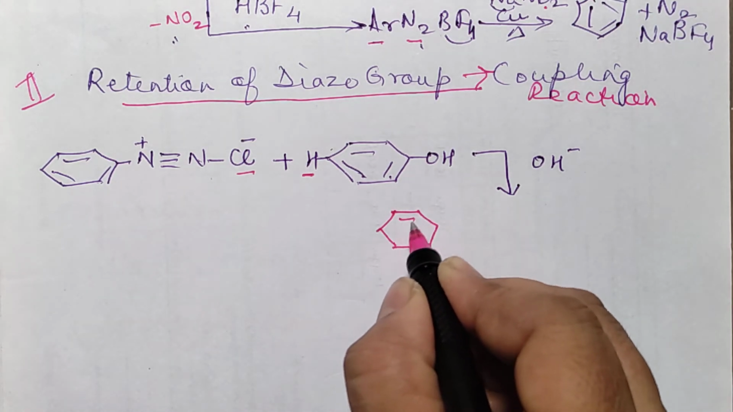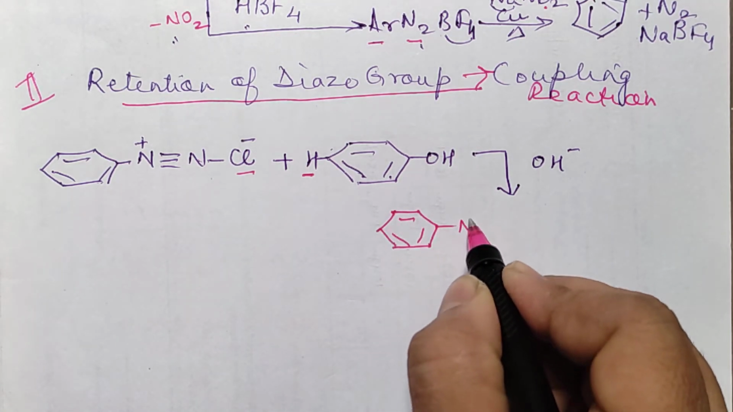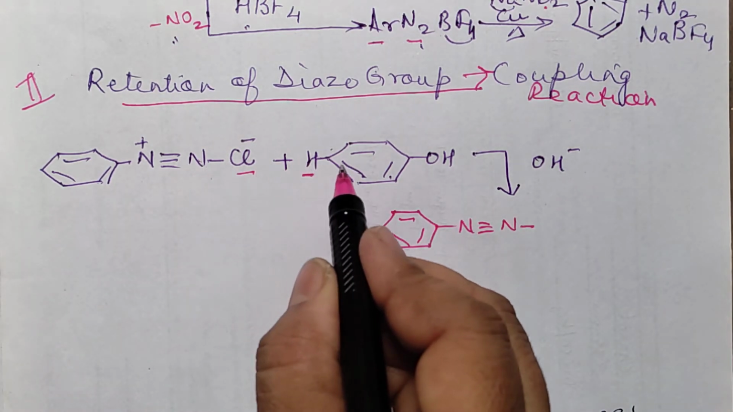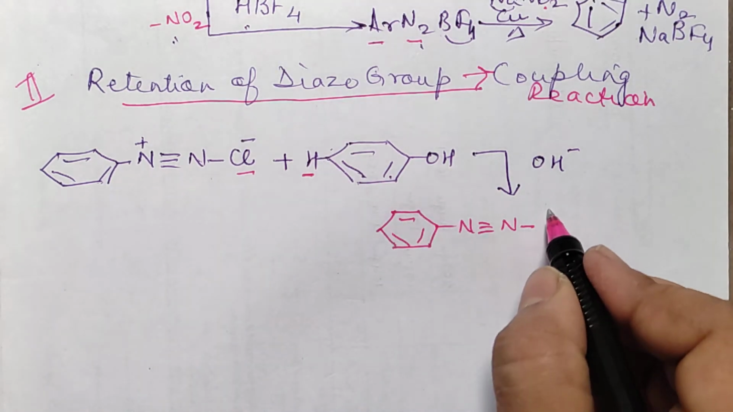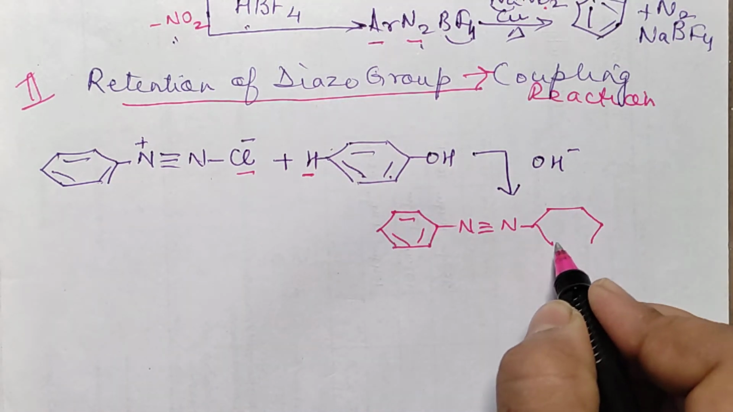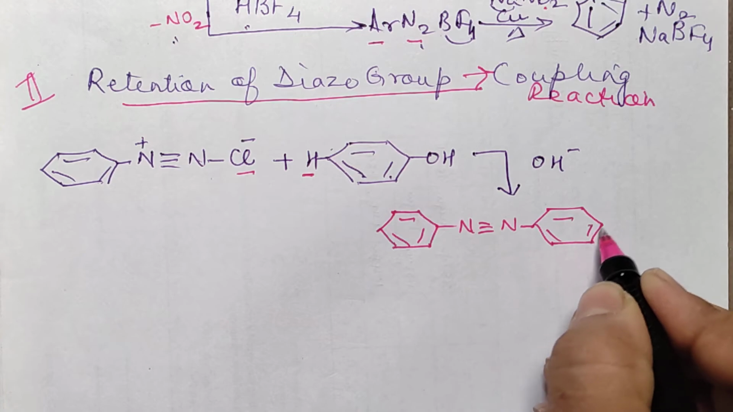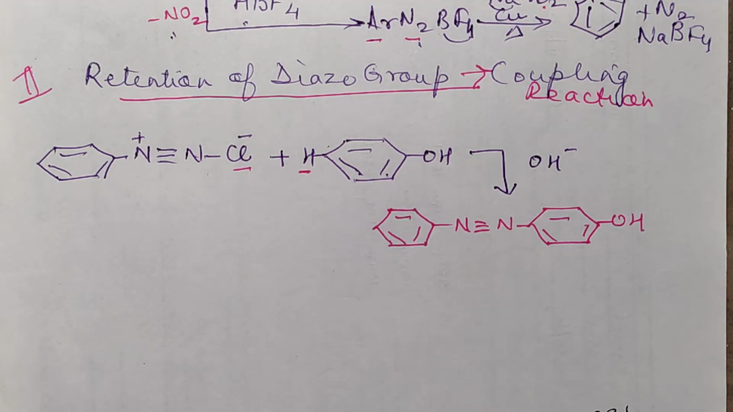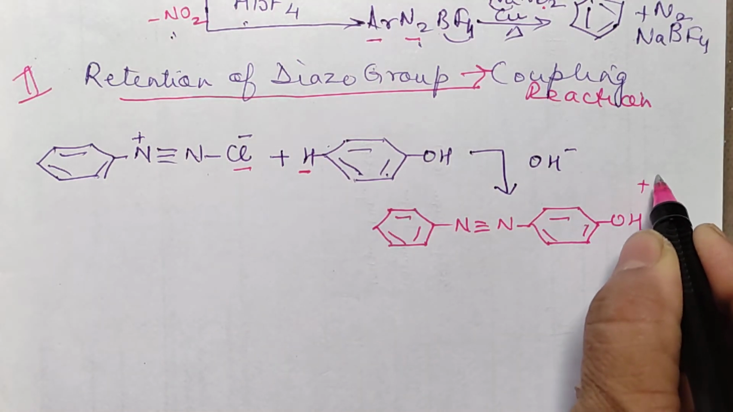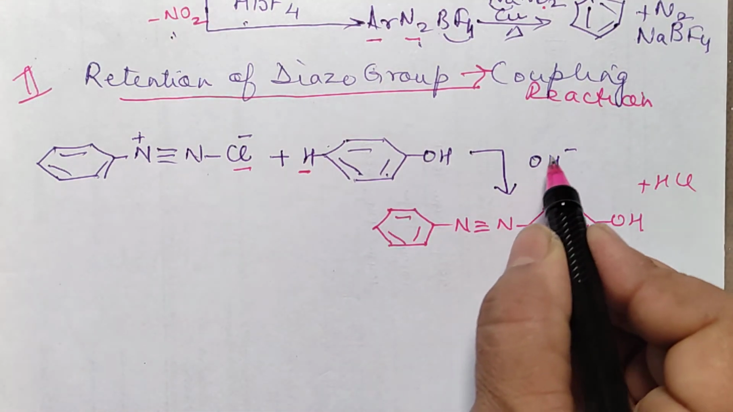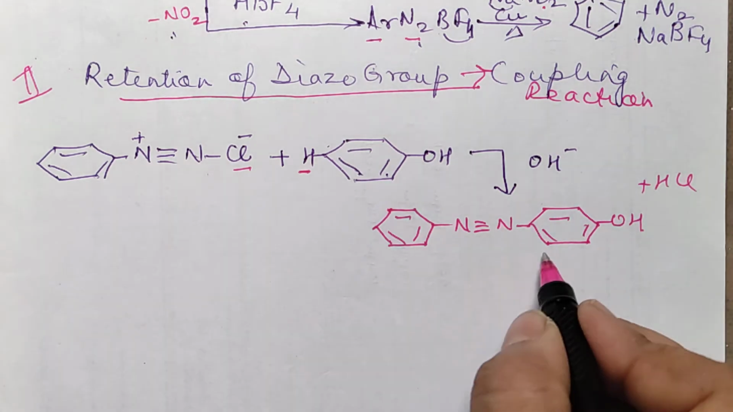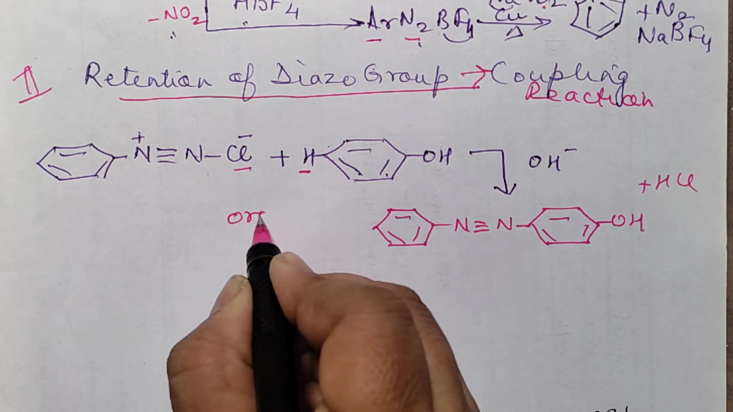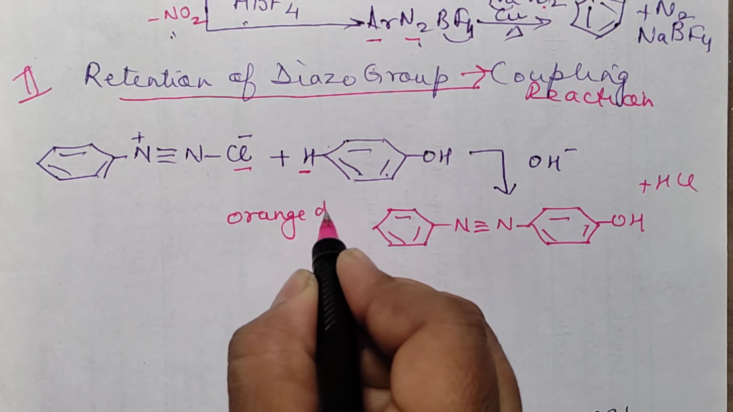I am just copying the whole thing down now. This is N triple bond N. This nitrogen will now be attached directly to this ring, and you will have OH here. Plus, of course, that HCl will be there. That HCl will react with the base and form the product. But mainly we are focusing upon this, and this is an orange color dye.